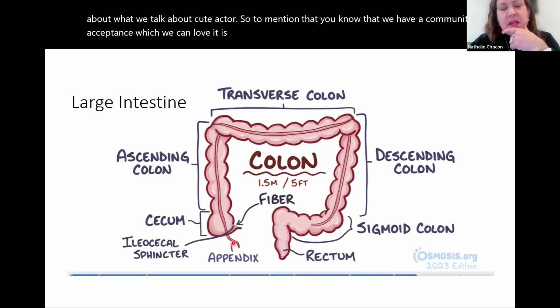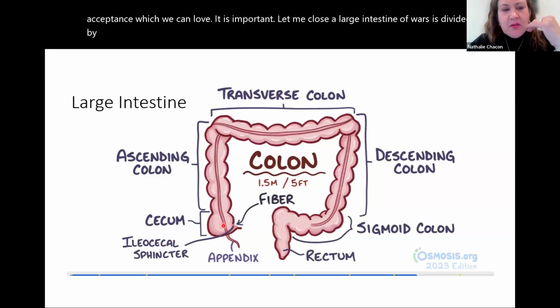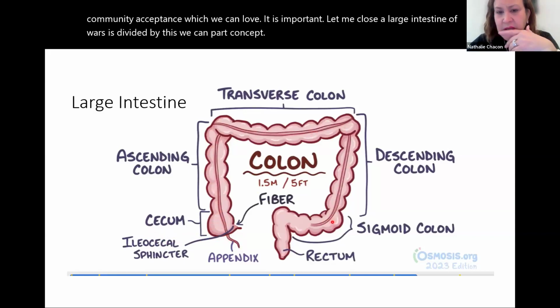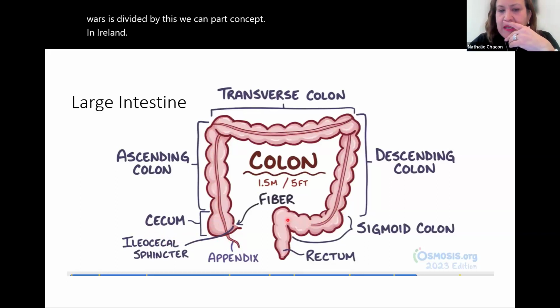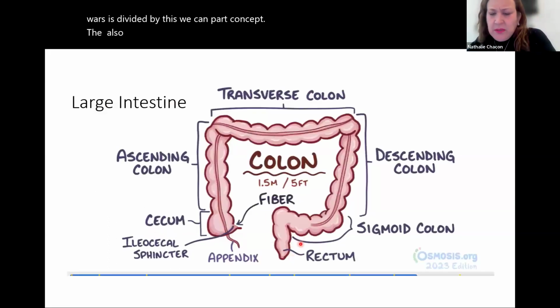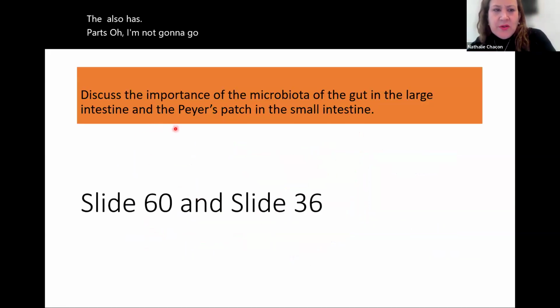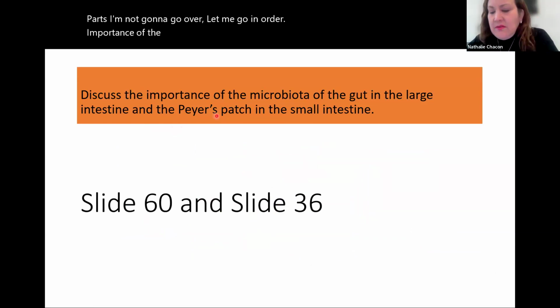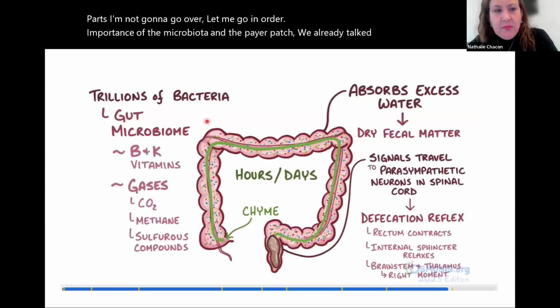very close to the appendix. The large intestine, of course, is divided into the beginning part called the cecum, then the ascending colon, transverse colon. We saw that in anatomy. And then sigmoid, and the last part, the rectum. The rectum also has parts. I'm not going to go over that. Let me go in order. Importance of the microbiota and the Peyer's patches. We already talked about that.